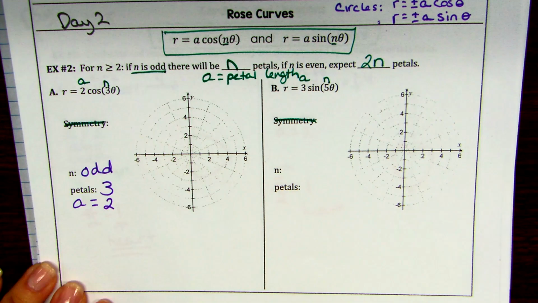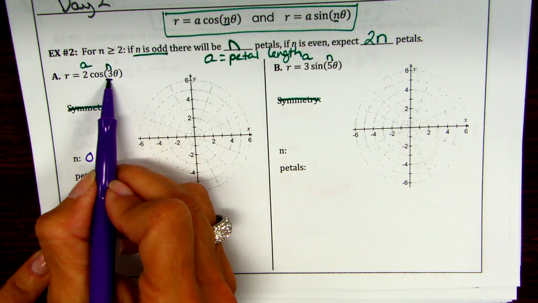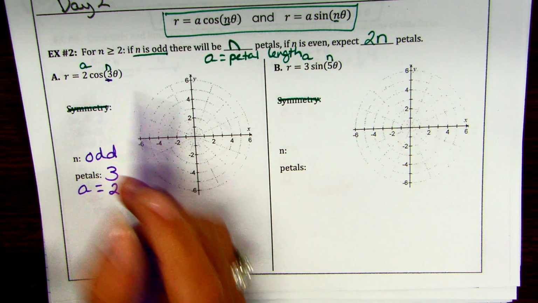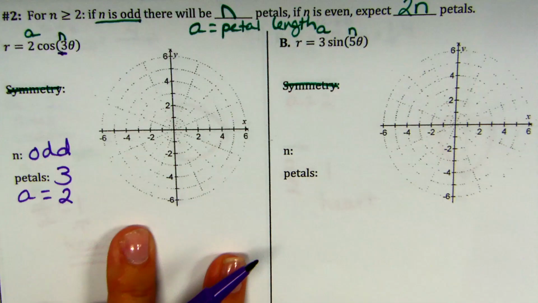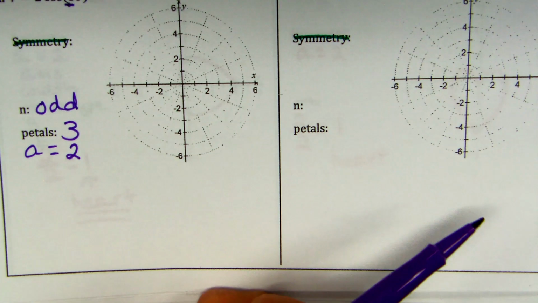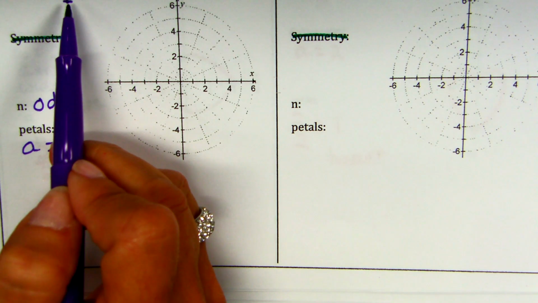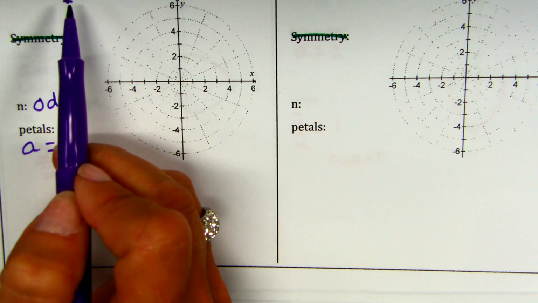Why? Because of the 2. So that's how many circles will go out. Right here, n is 3. Okay? So n tells you the number of petals. Yes, Jaden. Say it again. The number 3 is odd. Right? 1, 3, 5, 7, 9.